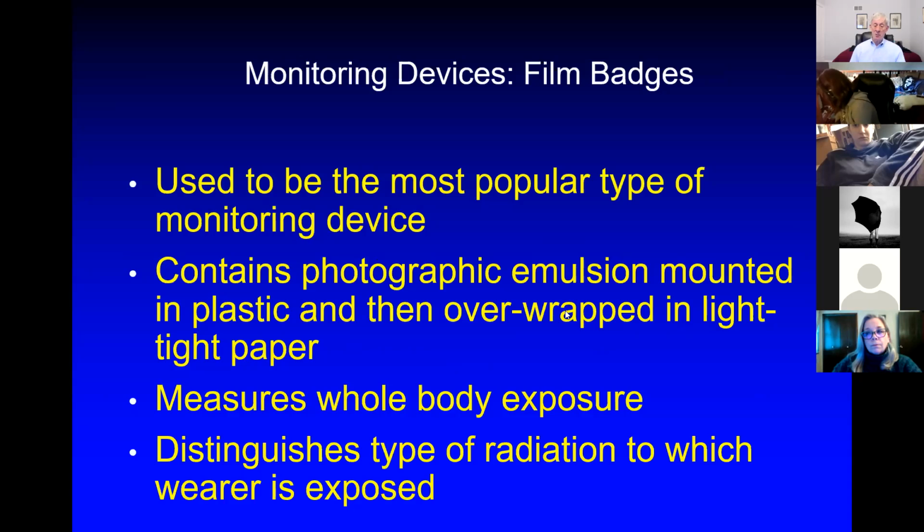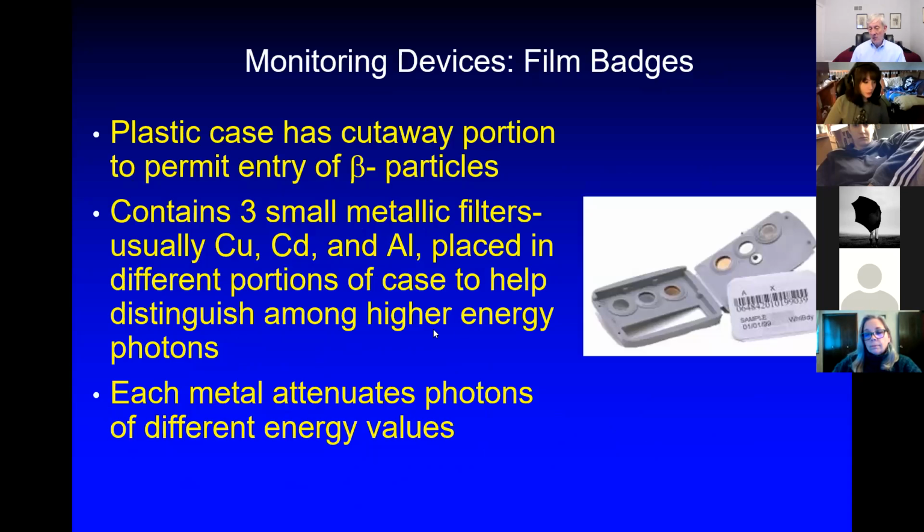Visible light would just overexpose it. And that is able to measure your whole body exposure and also distinguish the type of radiation. How can it do that? Film badge has these cutaways, and there are 3 different metals in there. One of them is copper, which is really pretty dense, not as dense as lead, but pretty dense. We have cadmium, medium density, and aluminum, very low density. And so because they attenuate at different rates, they're able to distinguish whether one is exposed to high energy or medium or low.